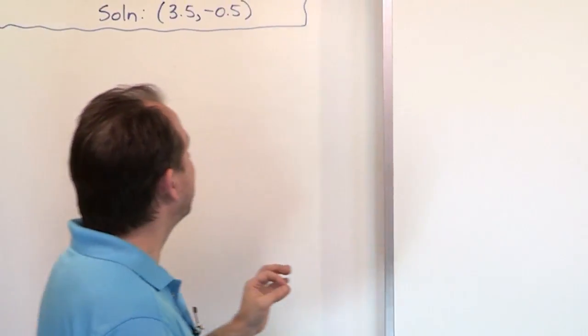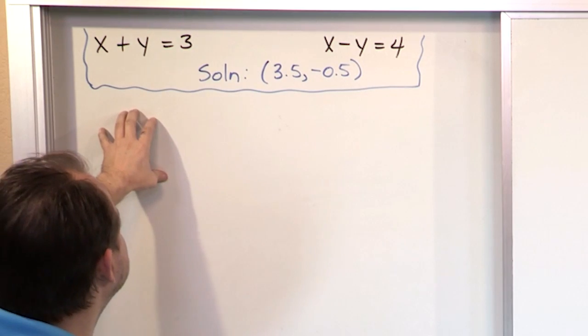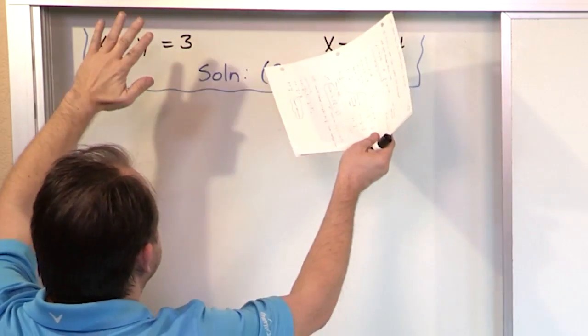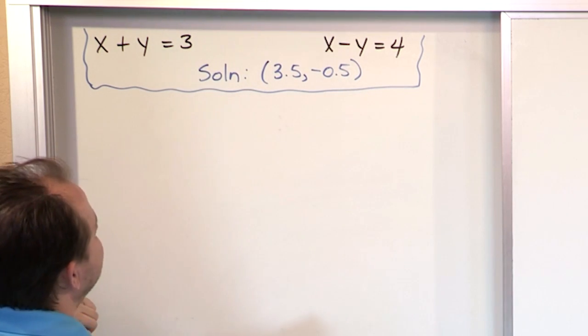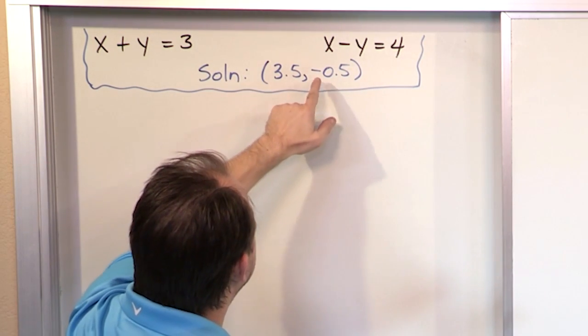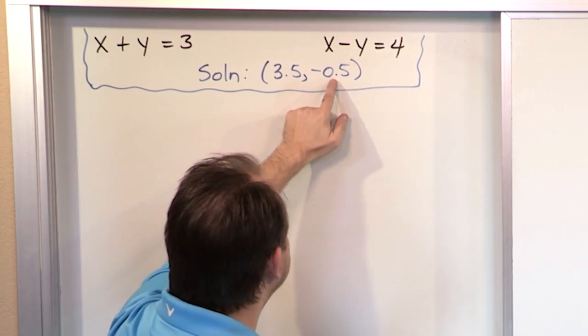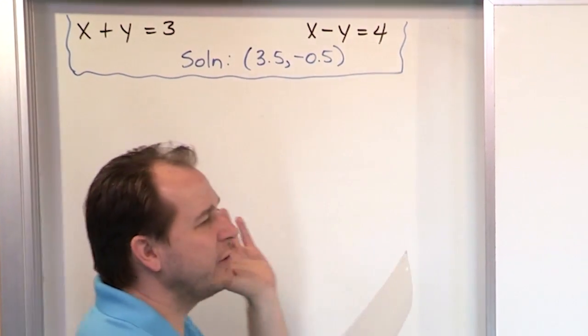So what we have on the board is the very last problem we solved in the last section. I gave you this equation, we put them into slope-intercept form, we graph them, and from the graph we figured out that this is the solution. X is 3.5 and y is negative 0.5. So this is an equation that we've already solved.